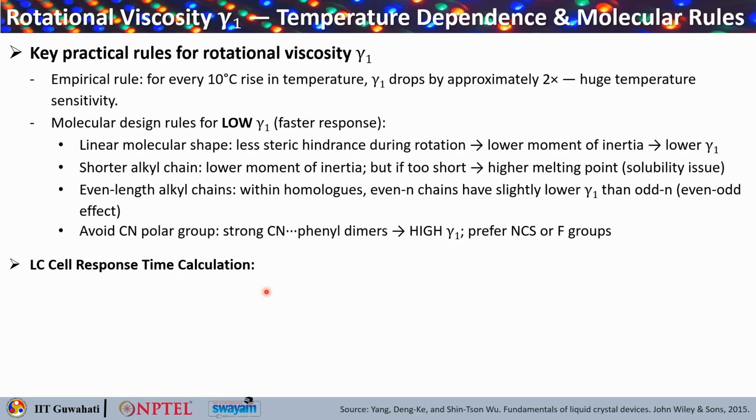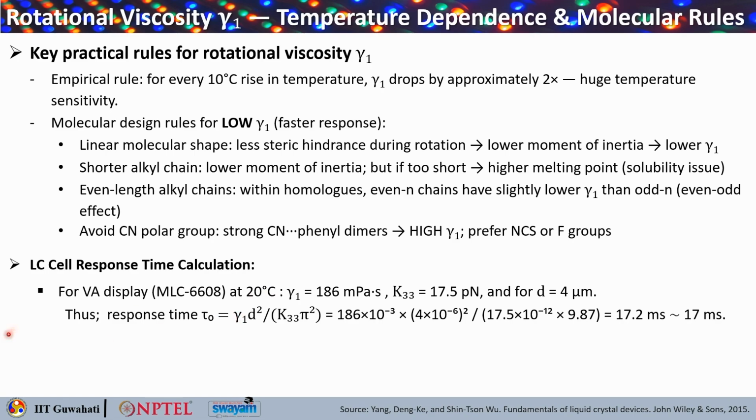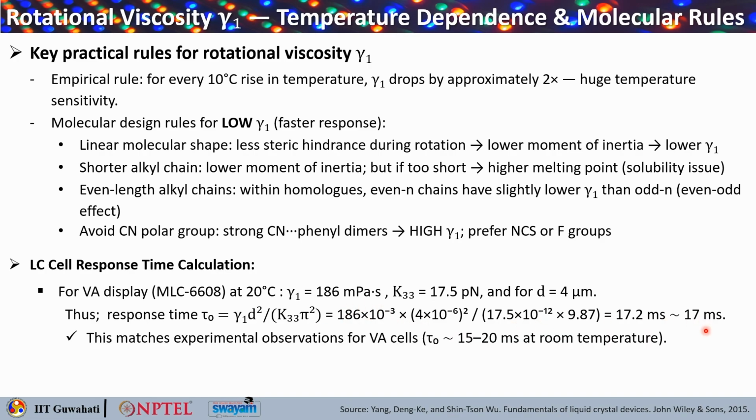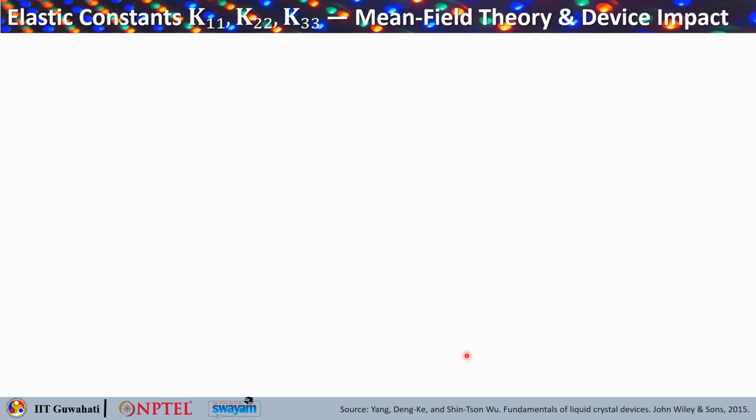Finally, all this comes down to the liquid crystal cell response time calculation. So, for a vertical alignment display, MLC 6608 at 20 degree centigrade, gamma 1 is given like this, and there is the parameter K33. If you consider the cell gap as 4 micron, the response time comes out to be around 17 millisecond. This is how it is computed. Tau naught equals gamma 1 d square divided by K33 pi square. So, you plug in all the values, you get 17 millisecond. Okay. So, this matches experimental observations of the vertical alignment cells, where it was reported that the response time is between 15 to 20 millisecond at room temperature.